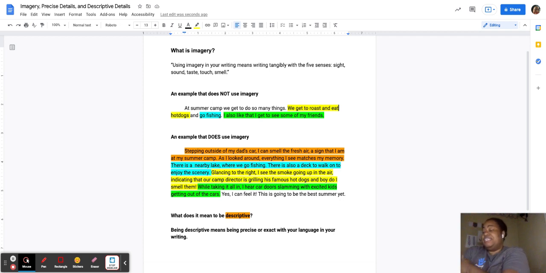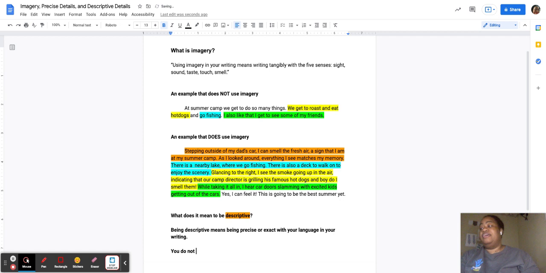It said that we get to roast and eat hot dogs, but did it tell you how delicious the hot dogs were? How did the hot dogs taste? Were they charred or burnt? Maybe you could talk about the sight, the color of the hot dogs. Does it talk about what they touch when they get to summer camp? Not so much. What about smell? Does it talk about what they smell? No.